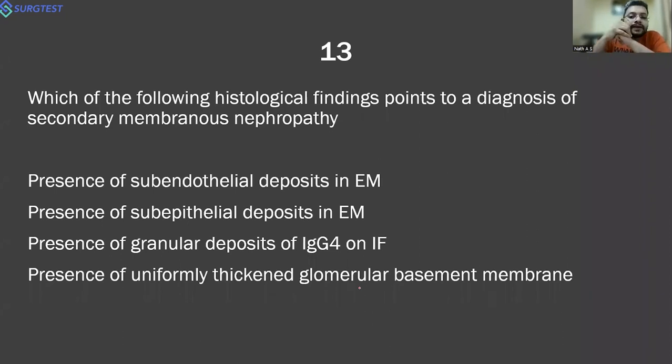Which of the following histological findings points to a diagnosis of a secondary membranous nephropathy? Just because we discussed lupus nephritis, being classified, lupus nephritis class 5 is membranous. So, which of these following histological findings actually tips it in favor of secondary membranous? Do we have answers? A. Yes, so that is correct. The presence of subendothelial deposits tips it in favor of lupus. So this is a direct line from Harrison only.